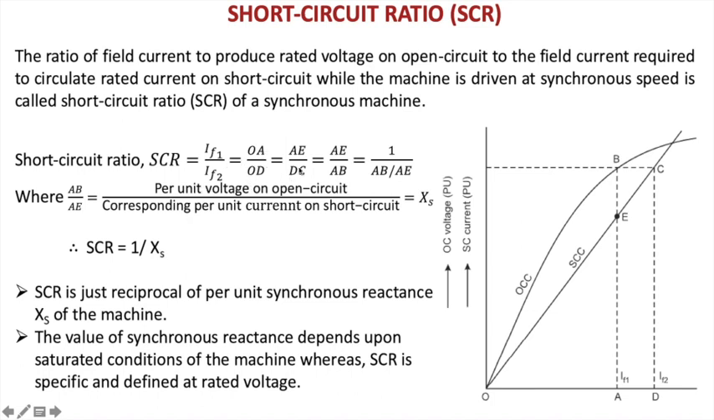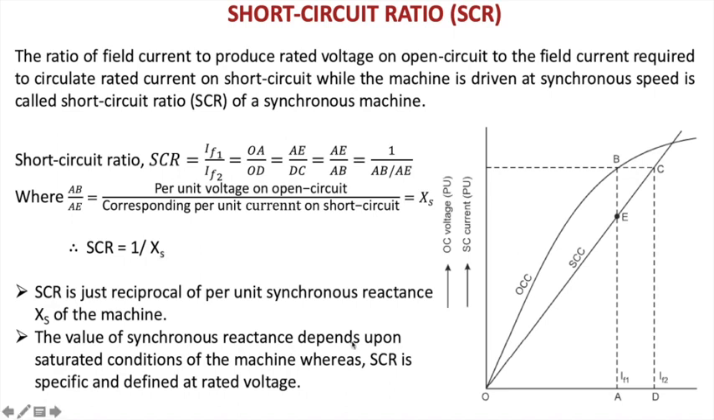OA is the same as OE because it is an isosceles triangle. So AE divided by DC, or you can just make it a similar triangle because this is a straight line graph SCC. So by the similar triangle equation, you can make that OA by OD is equal to AE by DC, and DC is equal to AB. So you can write SCR is equal to 1 by AB by AE, and AB by AE is nothing but the synchronous reactance. Hence SCR is given by the inverse, or the reciprocal, of the synchronous reactance of the given machine.